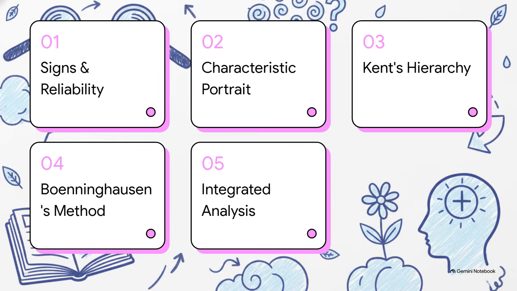Okay, let's dive into this. Here's a quick look at our roadmap. We've got 5 stops: signs, symptoms, and reliability, building the characteristic portrait, Kent's hierarchy of symptoms, Boenninghausen's complete symptom, and finally, integrated clinical analysis. We're going to break all these historical methodologies down into really manageable filters.